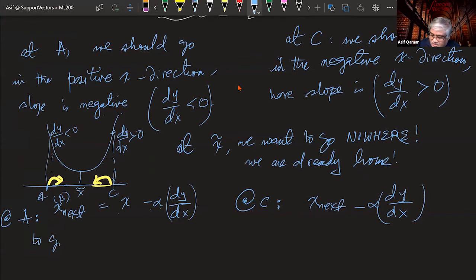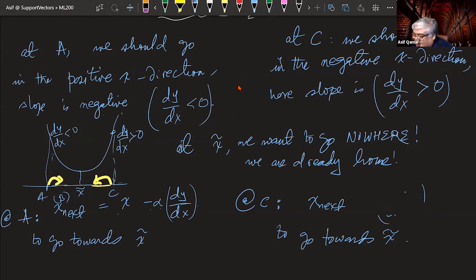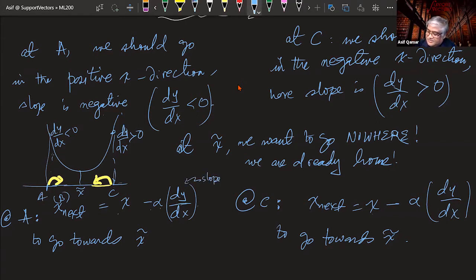So to go towards x tilde, to go here also towards x tilde. Is this obvious? I think Asif, for your point C, you are missing an equal and x there, I believe. Oh, right, I'm sorry, I forgot to write that. You're right, thank you for pointing that out. So the previous value of x minus the slope, because here the slope was positive.